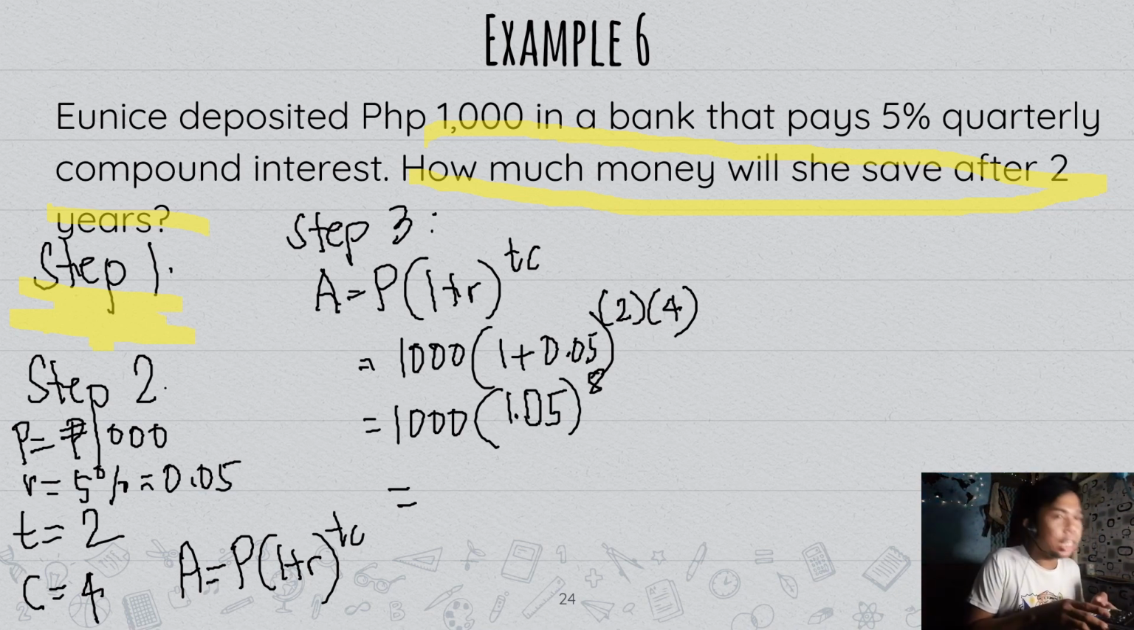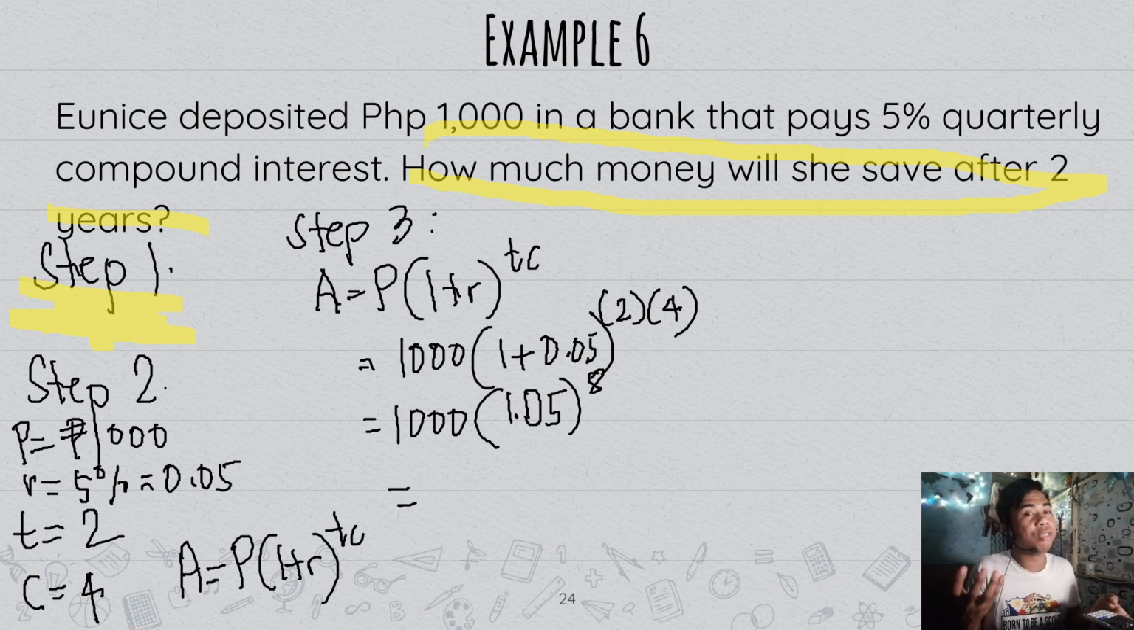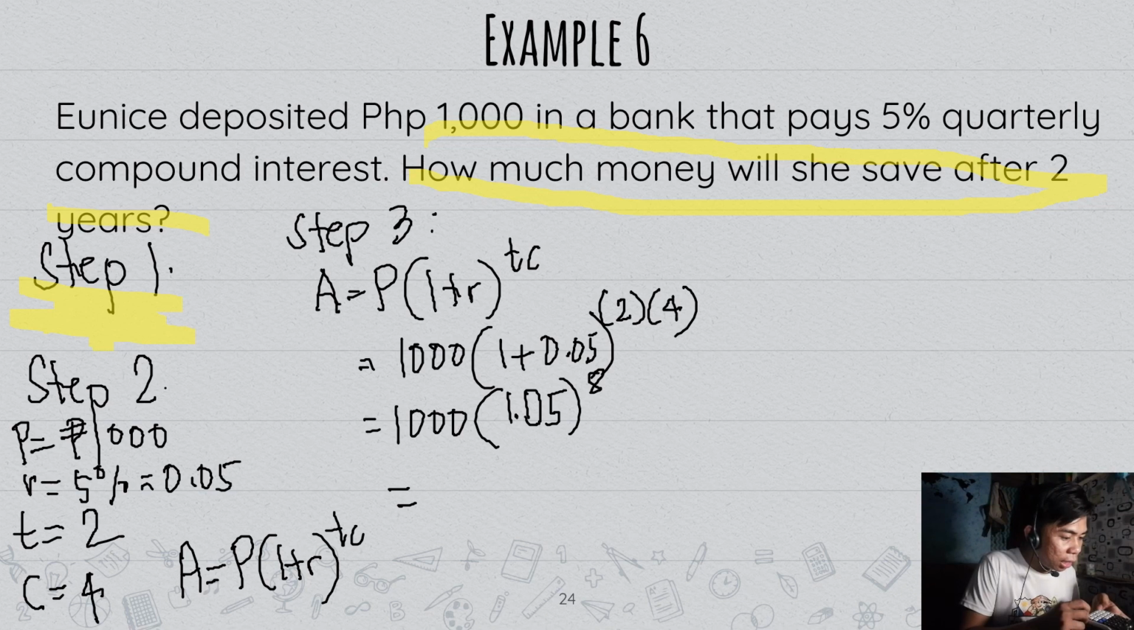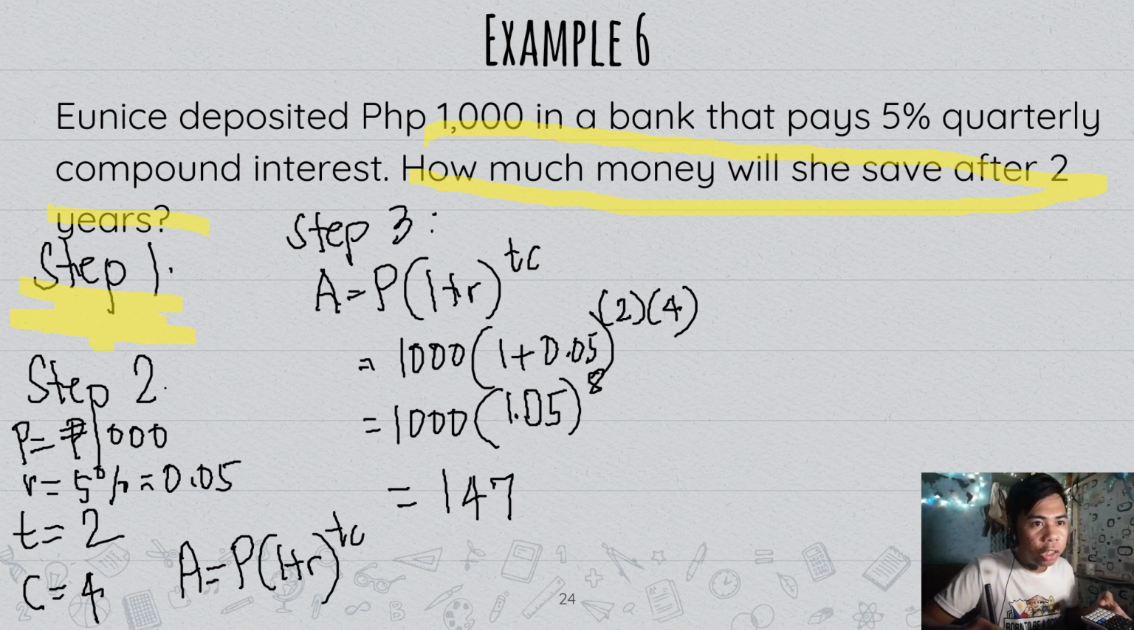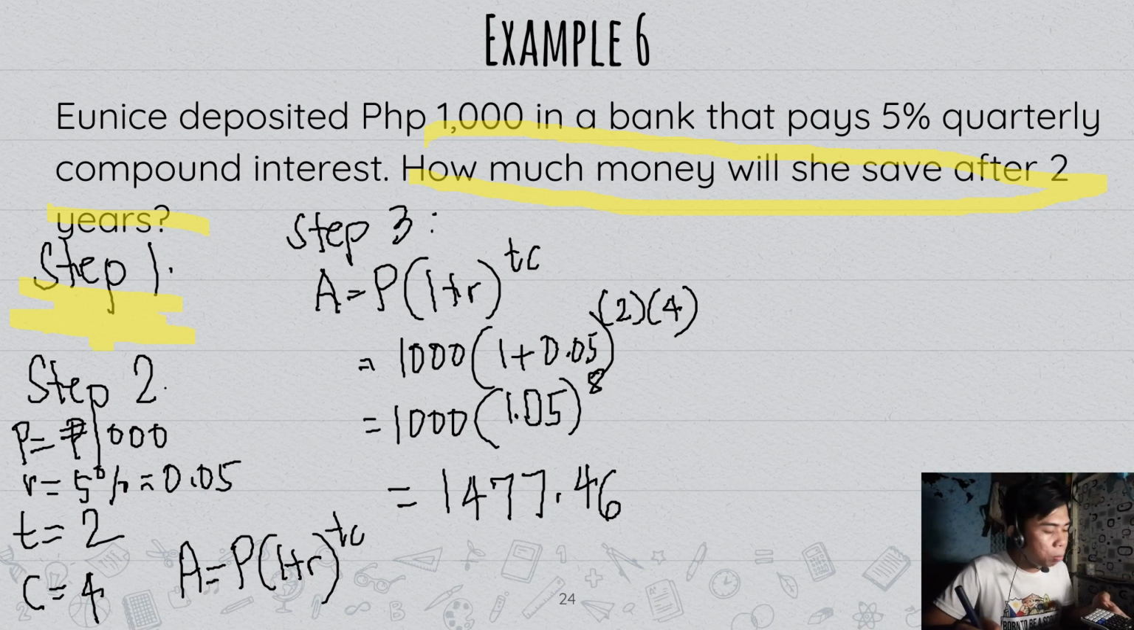So let's input this in our calculator. We have 1.05 raised to 8, because of course when you raise to a larger number, it's really hard, right? Especially this is a decimal, times 1,000. I hope we got the same answer. It's 1,477. Round it up to the nearest 2 decimal places. That would be 455, so it's 1,477.46.